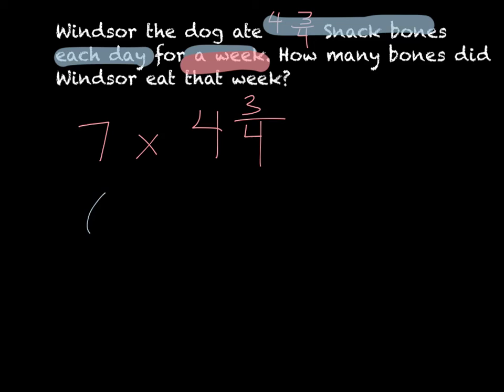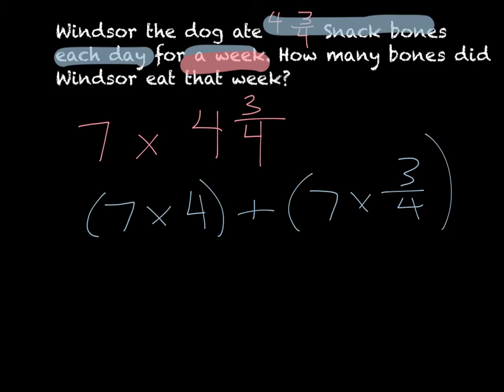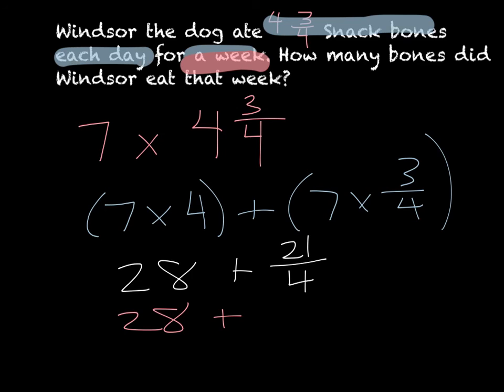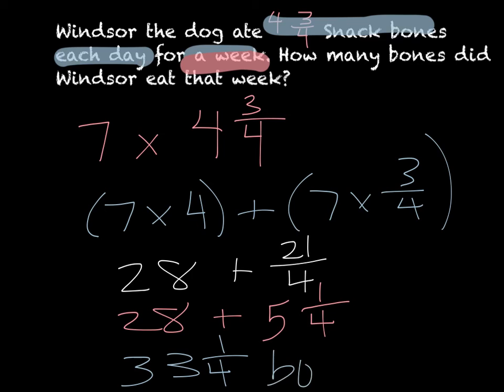So now we can use our distributive property to change that to 7 times 4 plus 7 times 3/4. We know that 7 times 4 is 28, 7 times 3 is 21 over our original denominator of 4. Then we will rewrite that by changing our improper fraction into a mixed number. So that 4 times 5 is 20, and we would have 1 left over. So we change it to 5 and 1/4. And when we add those together, we get 33 and 1/4. So we would know that Windsor the dog ate 33 and 1/4 bones that week.